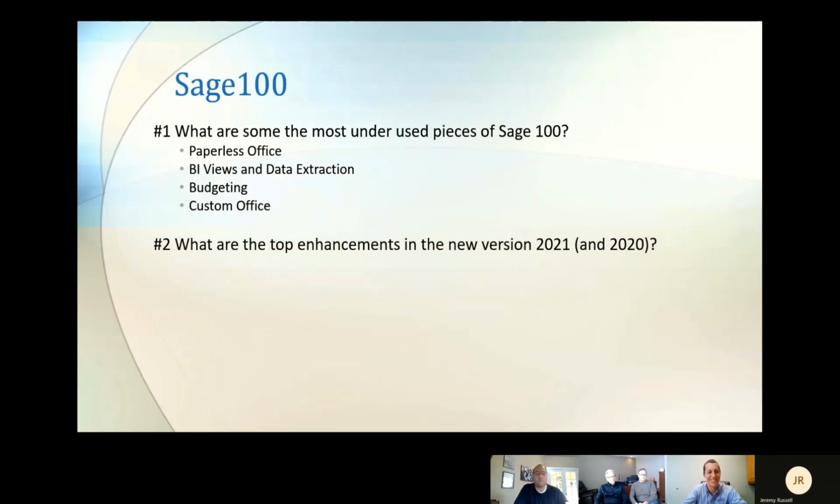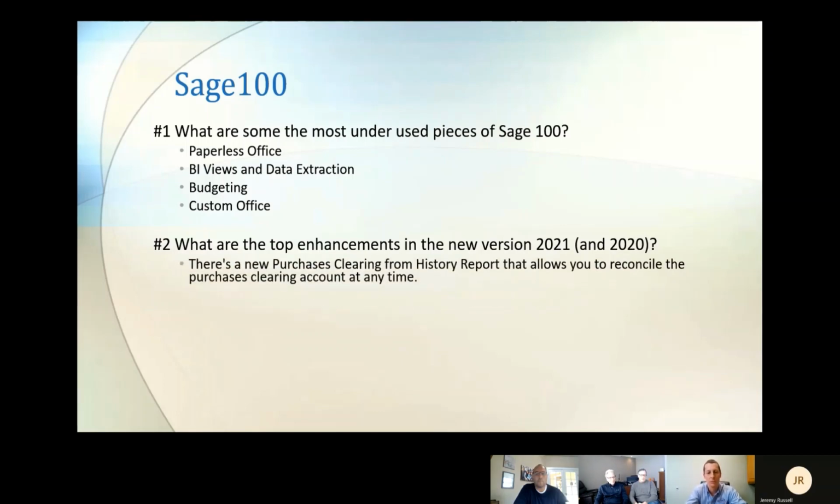Dave, you're up next. My question for you is, what are the top enhancements in the new version 2021 and 2020? 2020 still new. Yeah, so new in 2021, we finally got a purchases clearing report with a cutoff date. For those of you that have been using the software forever, you know the challenge of trying to reconcile the purchases clearing account and the fact that the purchases clearing report in prior versions didn't offer a cutoff. So we would always recommend that you just run that report close to the end of the month, reconcile it, call it good enough, and then move forward.